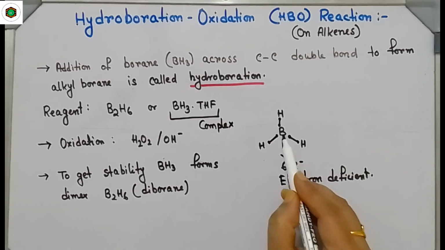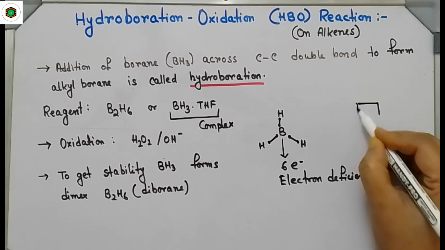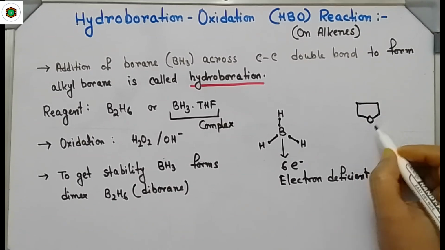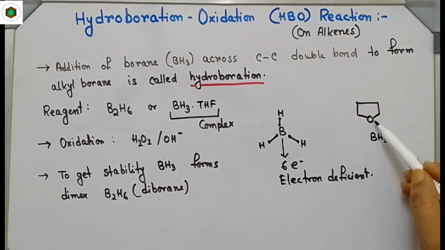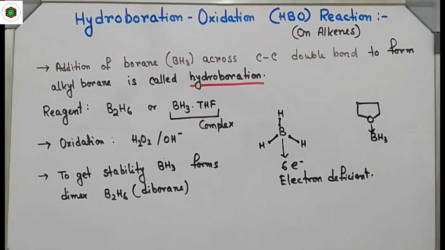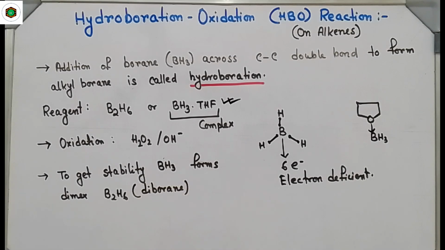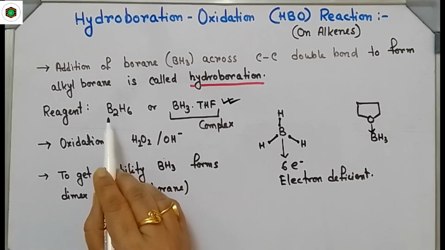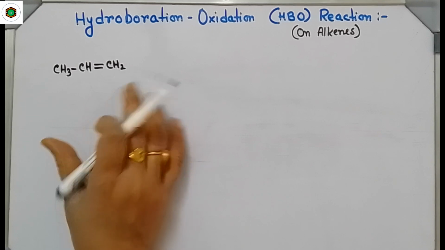Since the boron atom is electron deficient, what will happen? This is THF, tetrahydrofuran. Here oxygen has a lone pair of electrons, so it can be given to the boron atom here. And this complex is the BH3-THF complex. This is commercially available. You can directly purchase this one, or you can use diborane, which will form BH3 and it will perform the reaction. Now see, this is an alkene, propene.